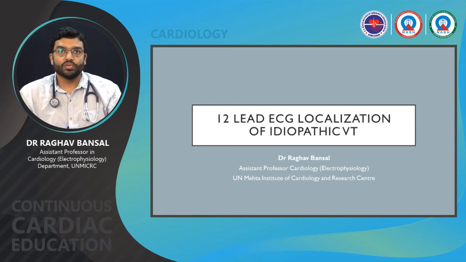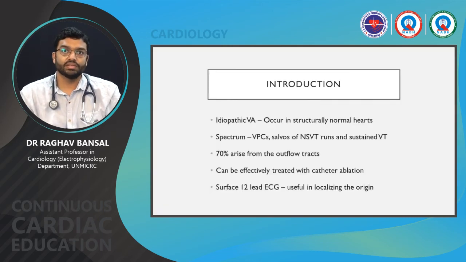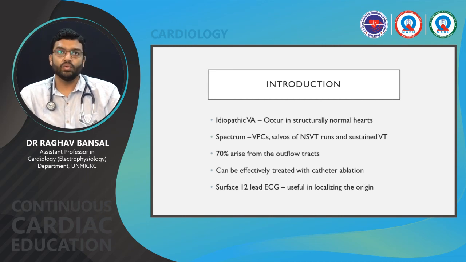And the topic of today's CCE is 12-lead ECG localization of idiopathic VT. So, in the next half an hour, we will understand the nitty-gritties of ECG localization of idiopathic ventricular arrhythmias. So, what are idiopathic ventricular arrhythmias? They are basically ventricular arrhythmias which occur in structurally normal hearts.